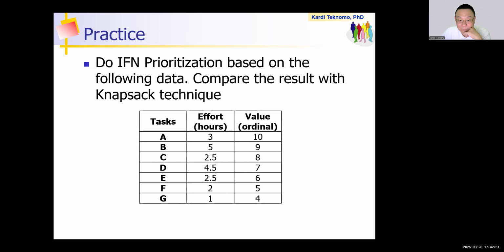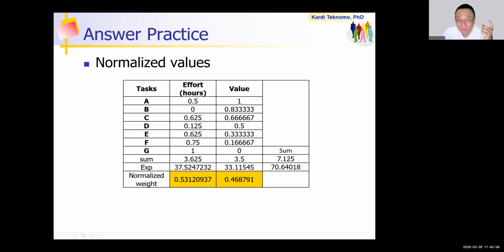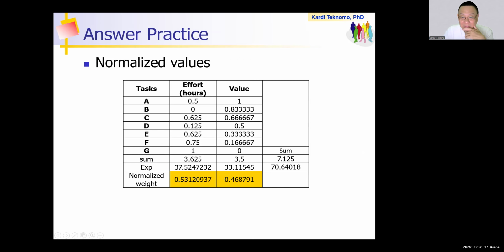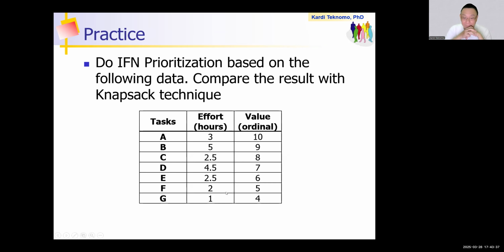So what you will do, first you normalize the value. From this data you normalize. This is the normalized value, and then you get the sum, the score, and then you get the exponent, and we normalize the weight. After that, you can compute the utility and the probability, and then find the rank. Can you practice first? These are the problems.